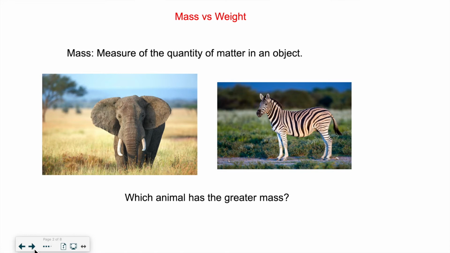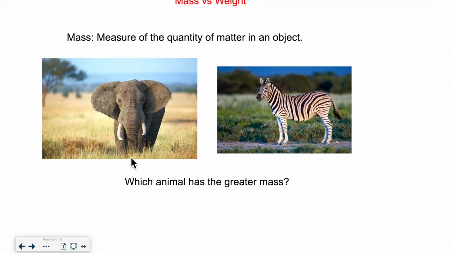So which one has more matter inside of itself? Is it the elephant or is it the zebra? Well, obviously the elephant is bigger, so the elephant would have a greater mass. Okay, so the elephant, more mass, more matter.